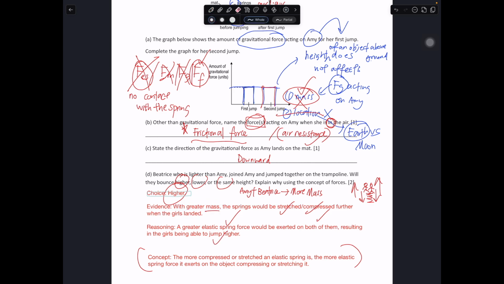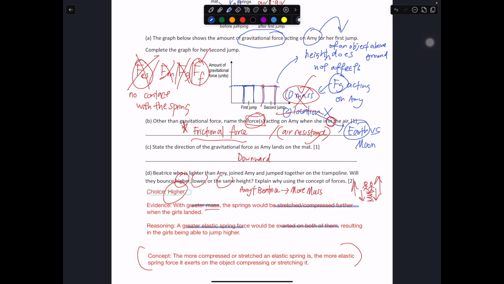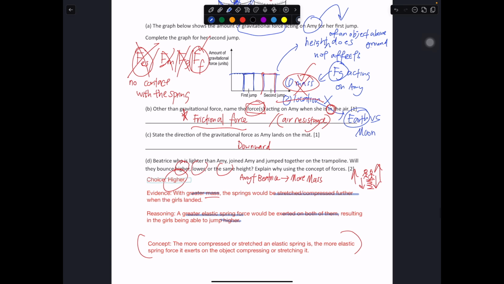Over here, this part. Okay, so let me just mainly highlight the key points. Greater mass, springs will be compressed or stretched even further. So greater elastic spring force will be exerted on both of them, allowing them to jump higher. Okay, this will be the key portion. The concept is really more compressed, more elastic spring force exerting on them.